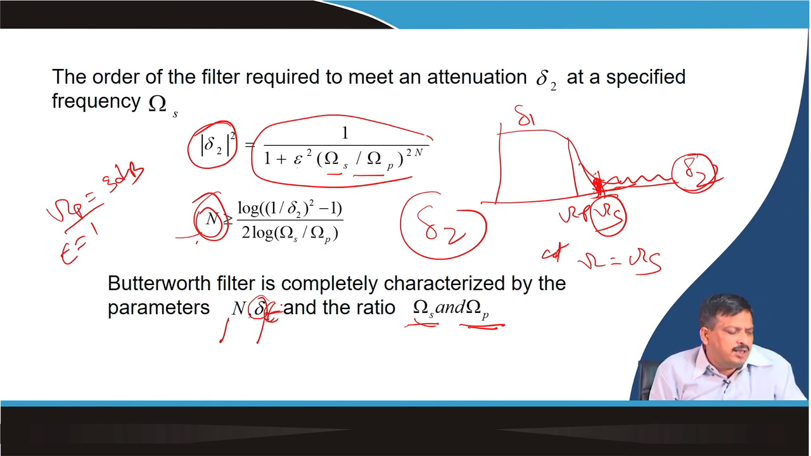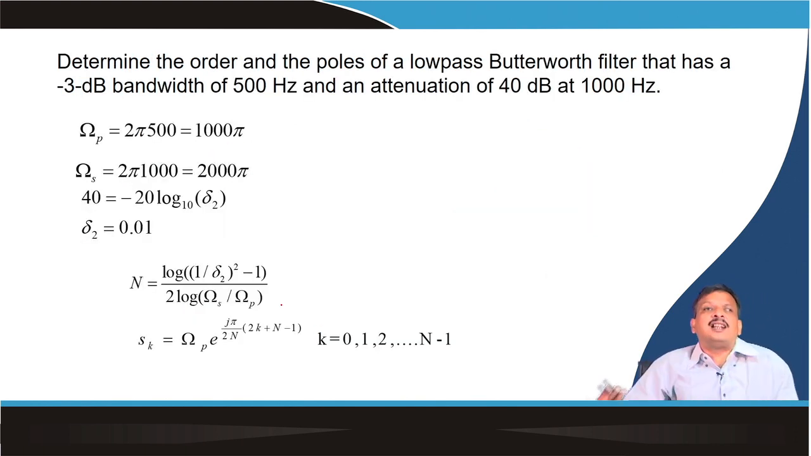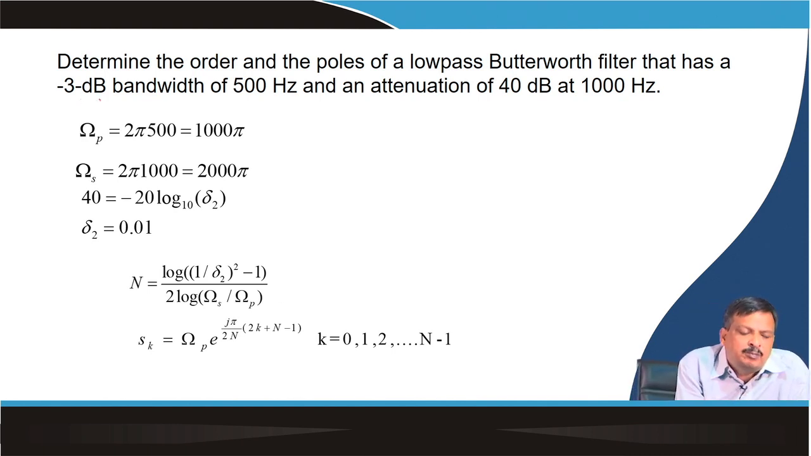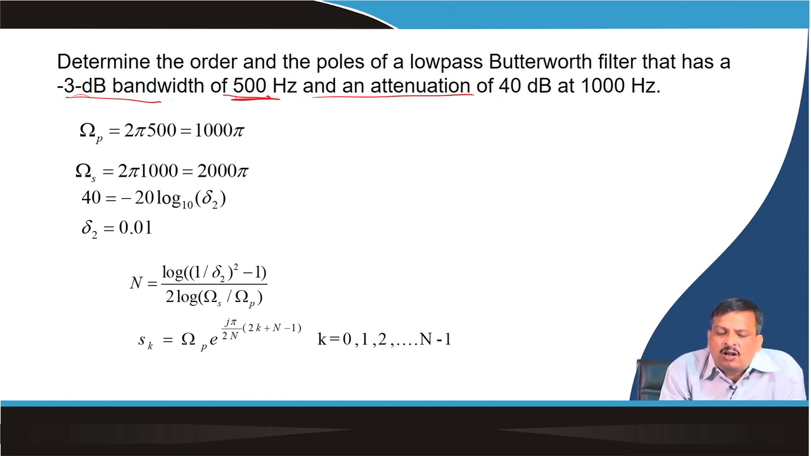So, let us take an example. Determine the order and poles of a low pass Butterworth filter that has a minus 3 dB bandwidth at 500 Hertz and attenuation of 40 dB at 1 kilohertz.